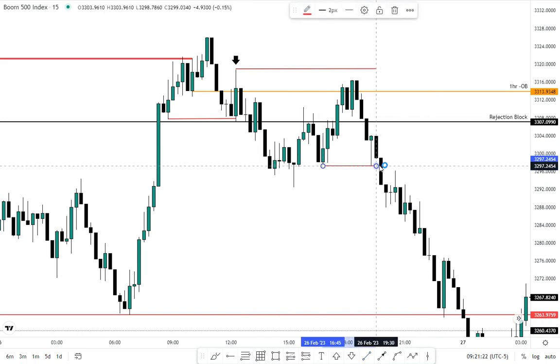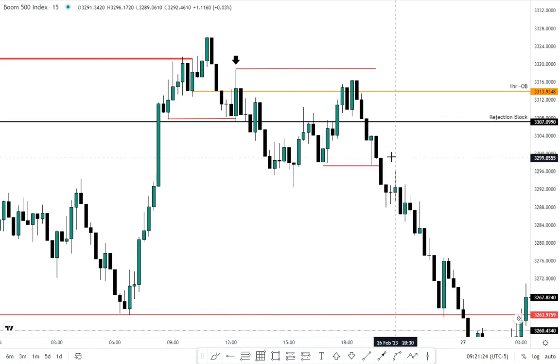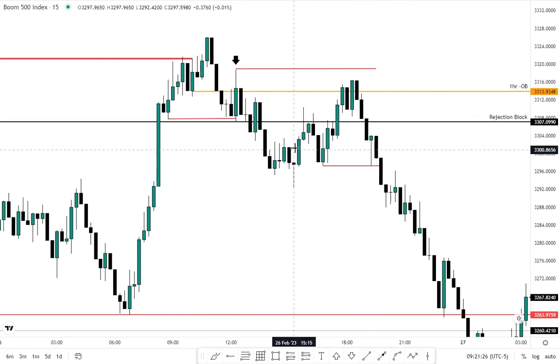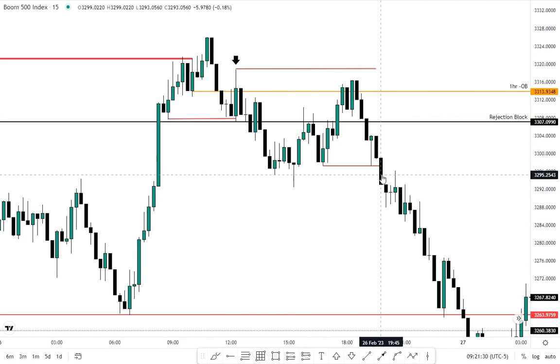This intermediate term low is broken by that candle with a CB. It was rebalancing this fair value gap, a bullish fair value gap, broken by a bearish fair value gap. That's your entry. Your entry is right there.